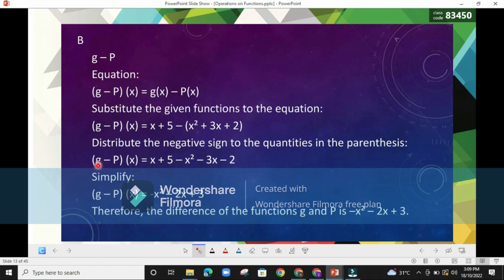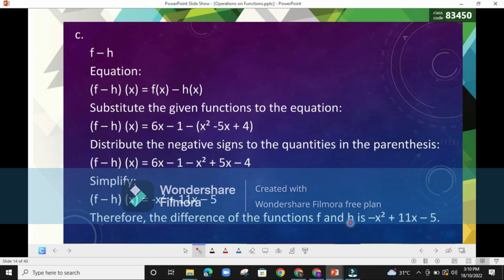So we have here g minus p of x is equal to x plus 5. You distribute the sign, x squared becomes negative x squared, then 3x becomes negative 3x, then positive 2 becomes negative 2. Okay, so simplify. We have here g minus p of x is equal to, we have to write negative x squared. Then combining like terms, we have x minus 3x. We have negative 2x. 5 minus 2, we have 3. Therefore, the difference of the functions g and p is negative x squared minus 2x plus 3.